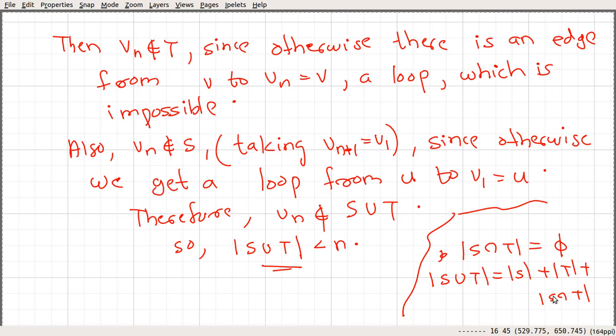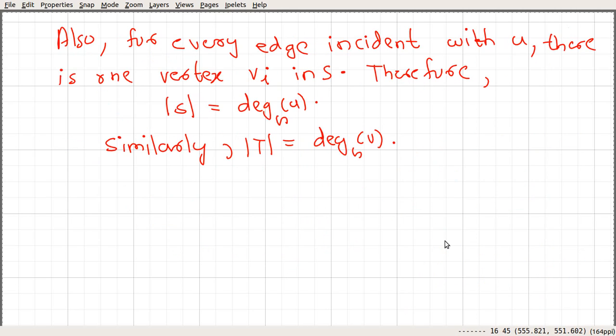So if this is true, then this is 0, okay. So we have this condition: cardinality of S plus cardinality of T is equal to cardinality of S union T. The cardinality of S is nothing but degree of U, and this is degree of V, and we know the cardinality of S union T is less than n. So we have the condition, degree of U plus degree of V is less than n, okay. And we assume something like this, the degree of each vertex is greater than or equal to 3, and that will contradict our assumption, okay. That's what we are going to prove next.